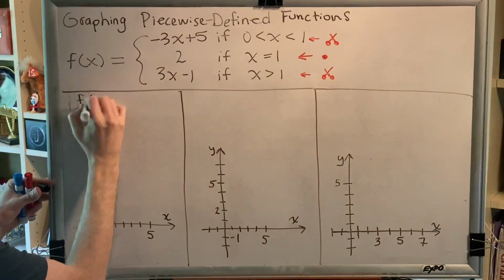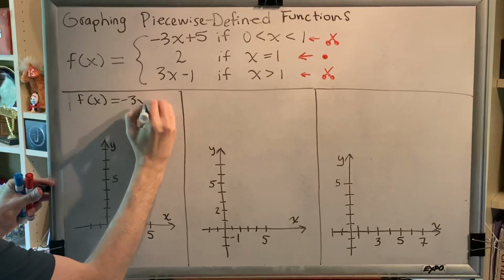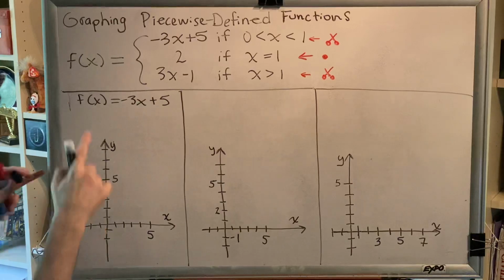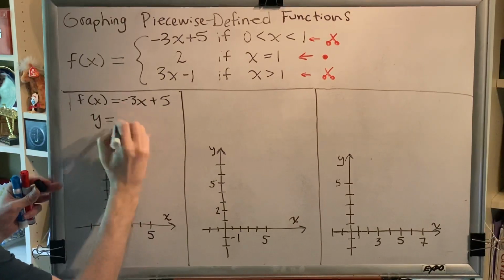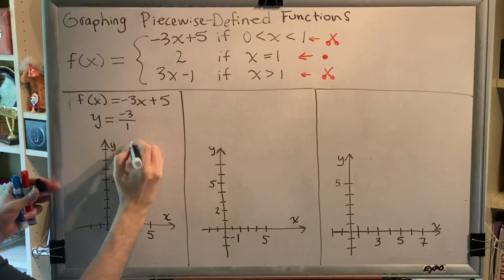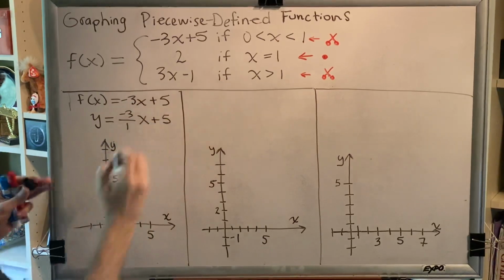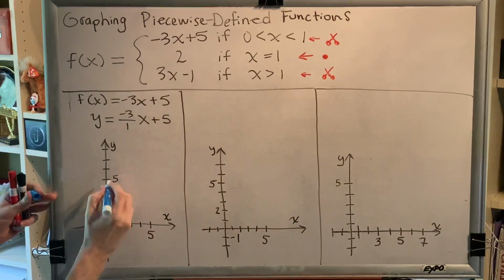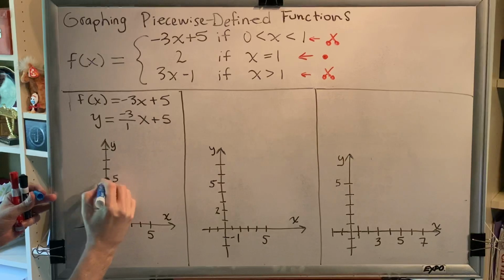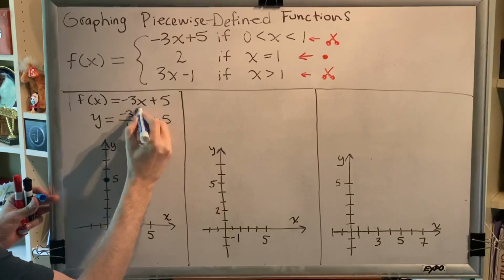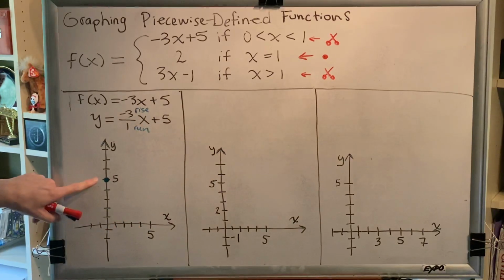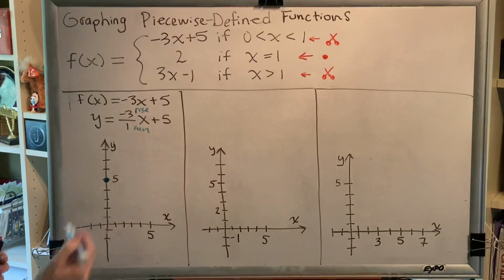f of x equals negative 3x plus 5. Hopefully you recognize this is a line in slope-intercept form. Now, f of x is the same thing as y. The slope is negative 3 and can be written as negative 3 over 1, and then we have the rest. From this, we can see the y-intercept is 5. So when we want to graph this line, we plot a single dot on the y-axis at 5. The slope, which represents rise over run, is negative 3 over 1. So we start at the y-intercept, then rise negative 3 and run 1. That's 3 down and 1 to the right.